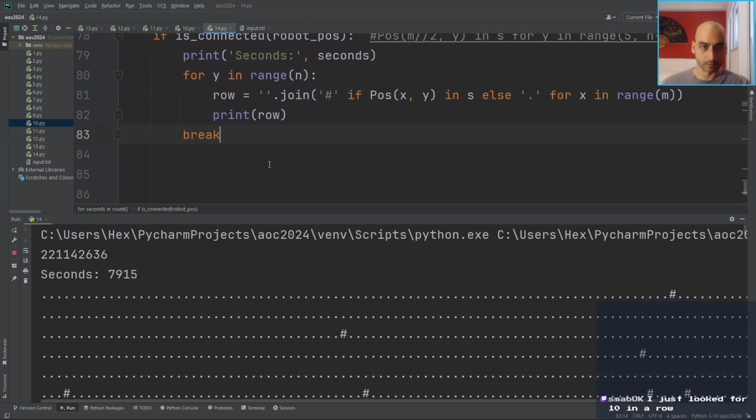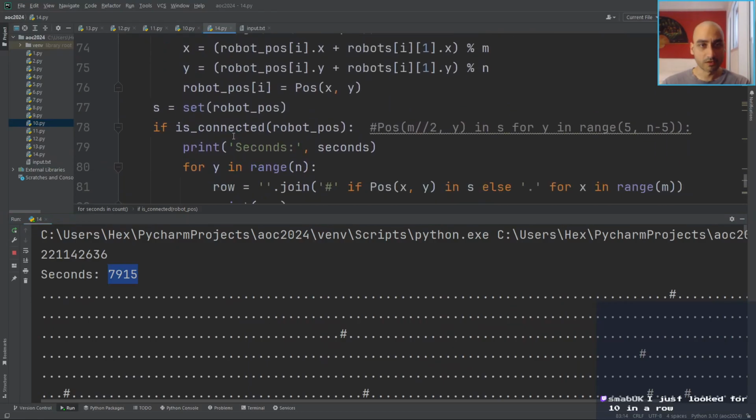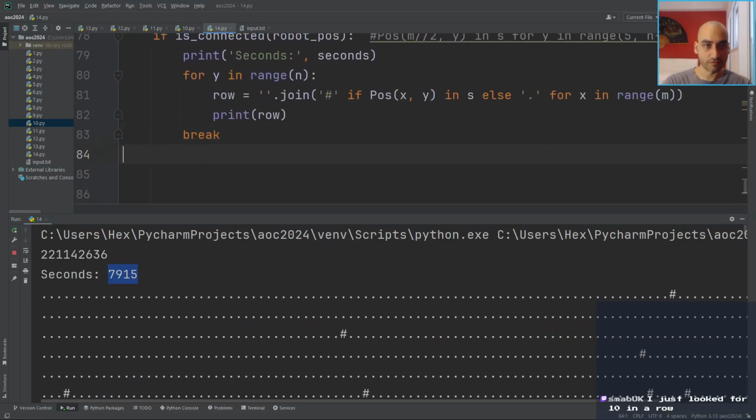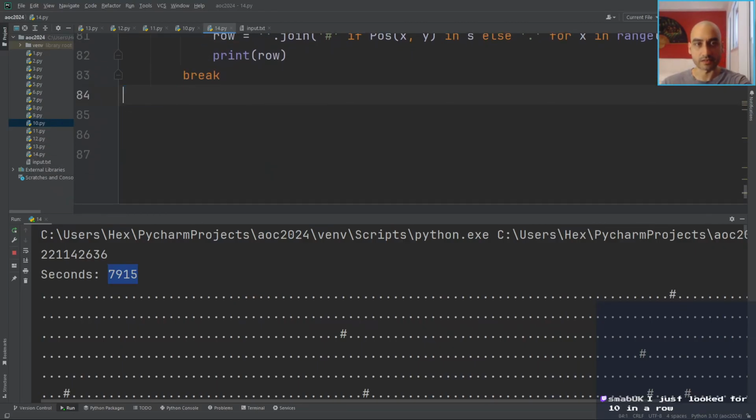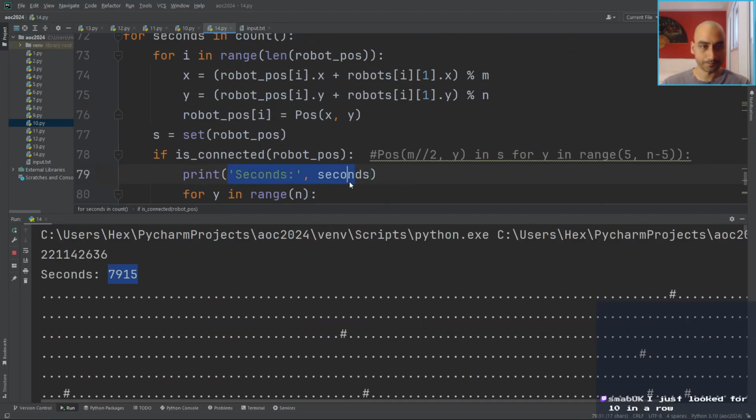Yeah, that was a good problem. It makes you think a bit harder. And let me just finish this off. Print. Well, we get the seconds. We are printing it there, so 7915.